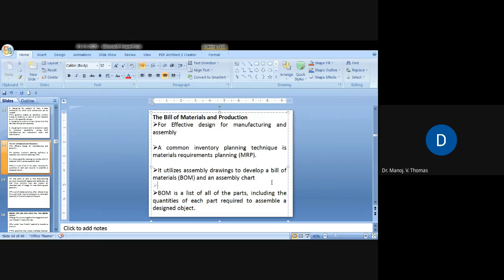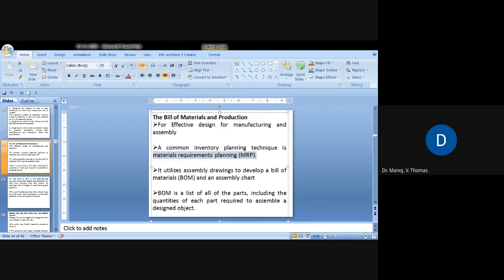Assembly chart means it shows how to assemble. Detailed explanation, detailed guidelines for assembly of a particular product, that is called assembly chart. So all these things are important in the case of material requirement plan, because the company should plan the material requirements. That is called MRP.